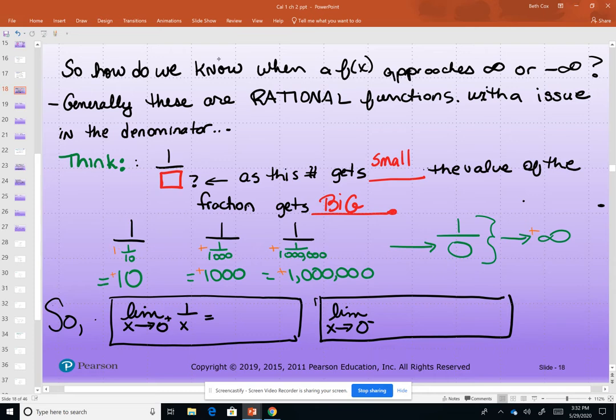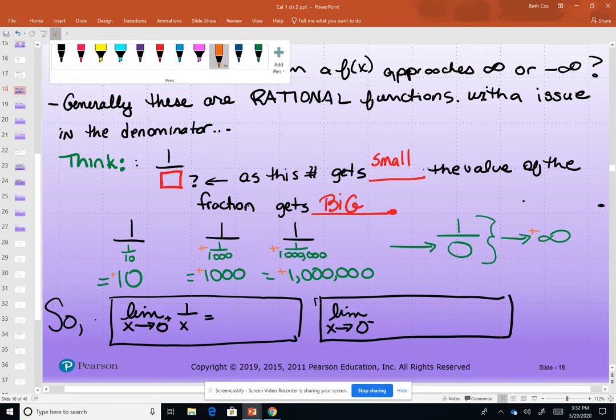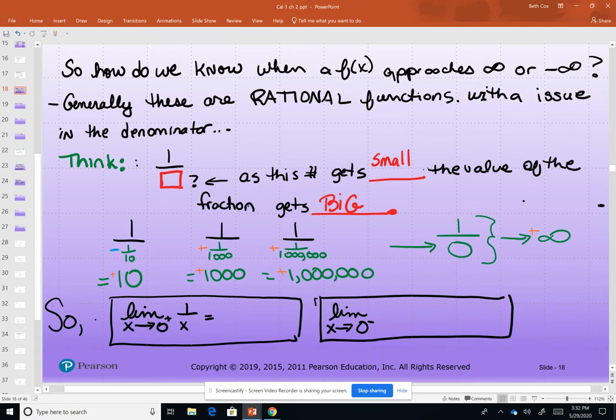So if this was a negative 1/10, excuse me, then this would be a negative 10. Okay, and so then I would be getting closer and closer to negative infinity. So in conclusion, as x approaches 0 from the right of 1 over x, we get 1 over positive 0, which is a positive infinity.